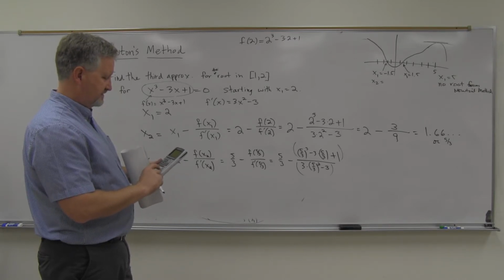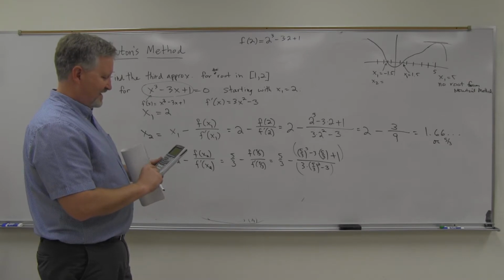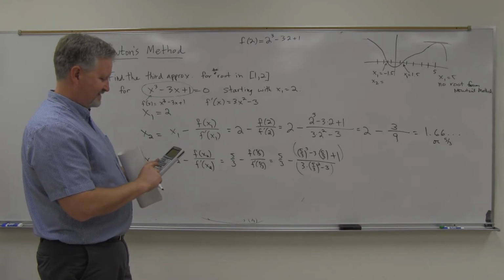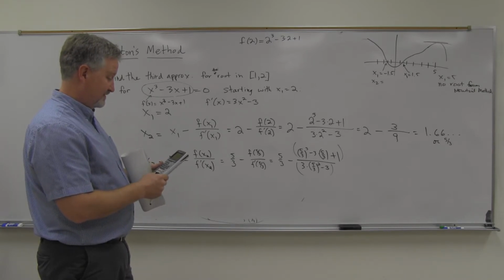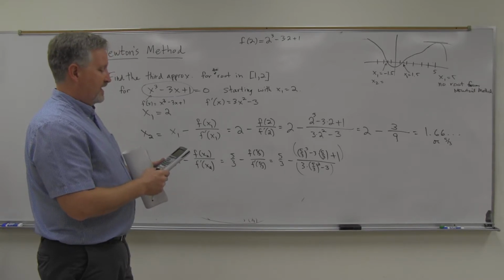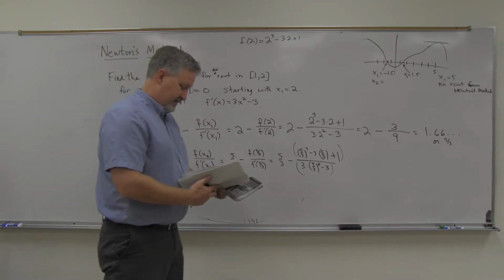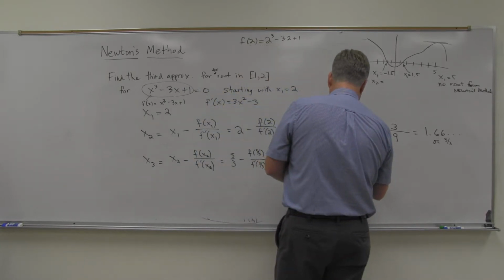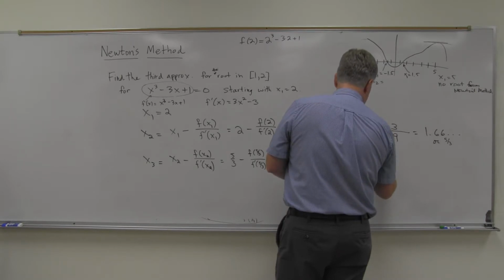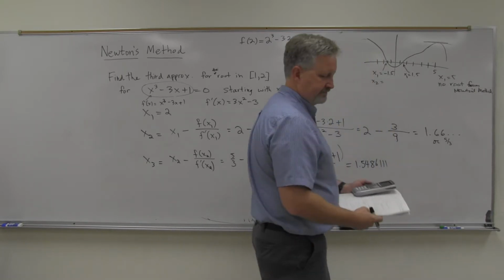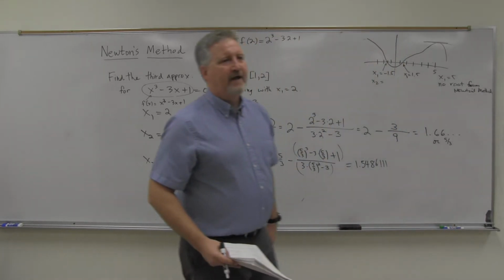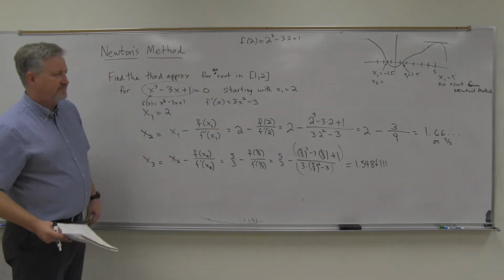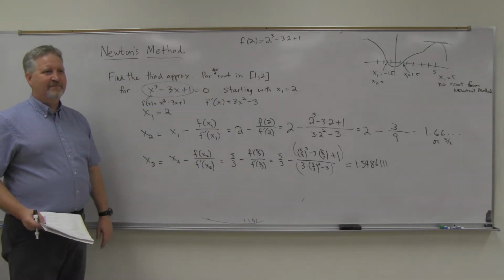See, this is cumbersome after the first couple of these. This is the second one, the third one. I get 1.58461111, which does have a decimal, but we said we want a fraction, but all right. So that's what it is.